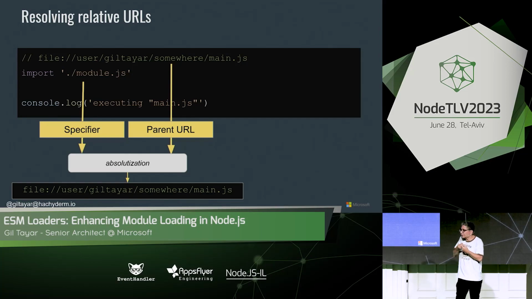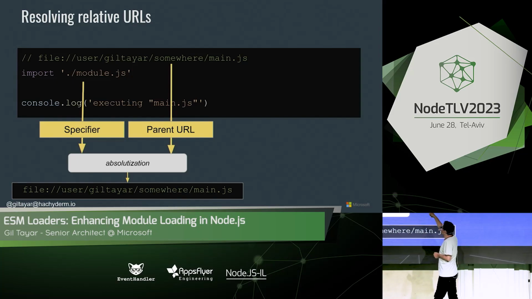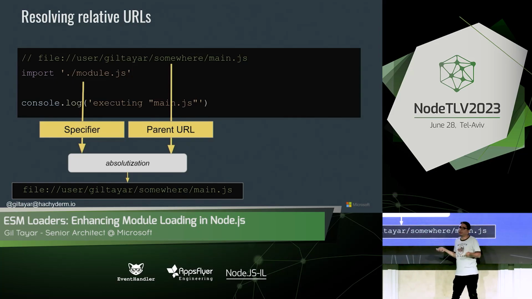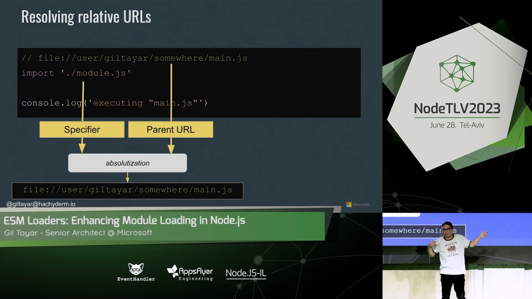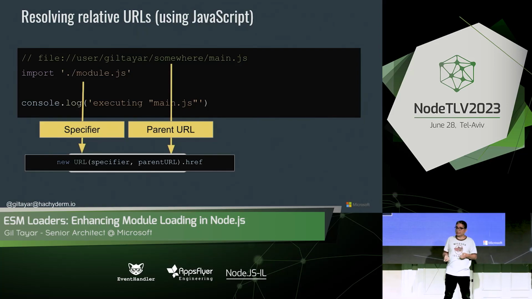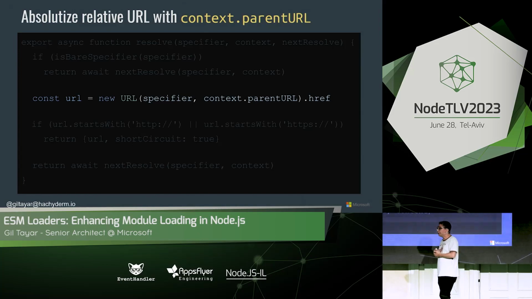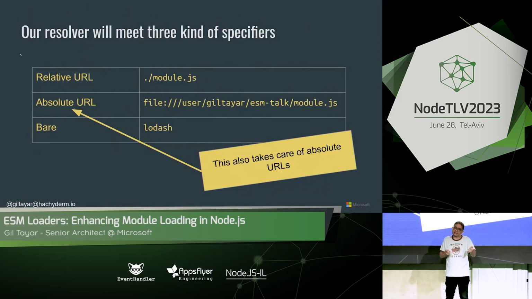What do we do? If it's a relative URL, we need to absolutize it with its parent URL and get the full URL, because that is what the resolve phase does. Look at what we're doing. We're basically duplicating all the code Node.js has just because Node.js is throwing an error. So how do we absolutize the URL? We just use new URL, give it the specifier, give it the parent URL, get the href. We've absolutized it. And this is what we're doing here. And if it's an absolute URL, this code also works.